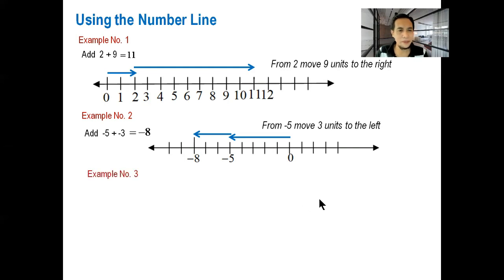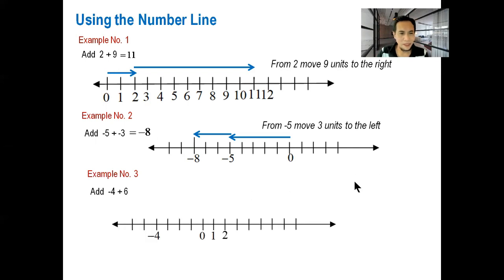Let's go to example number 3. Negative 4 plus 6. This time, we will be adding two opposite numbers, the negative 4 and positive 6. How do we represent that on the real number line? Negative 4, so meaning from 0 to negative 4. That's it.